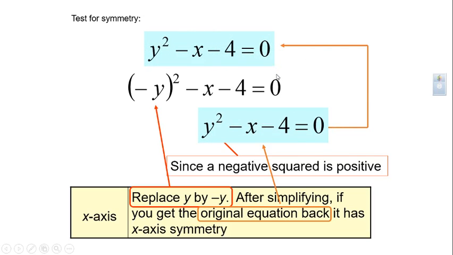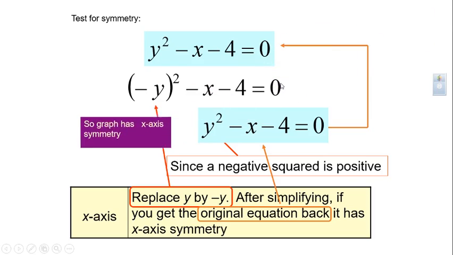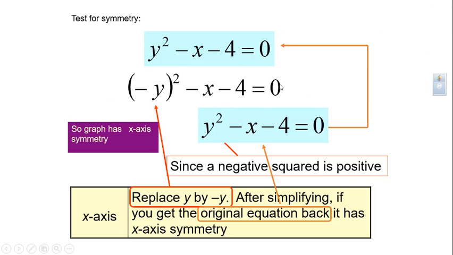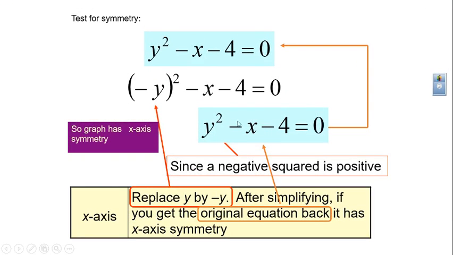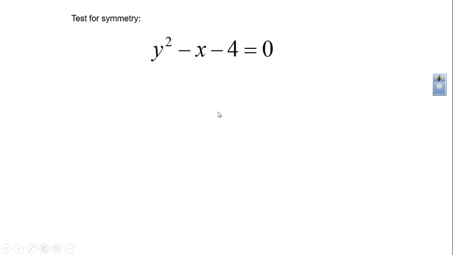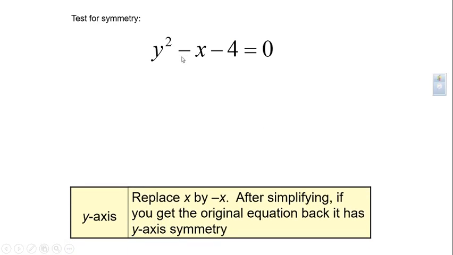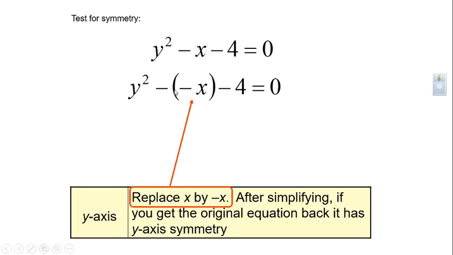Because I ended up with the same equation that I started out with, then we know that this graph has x-axis symmetry. And that is because when I replaced all the y's with -y and simplified it, the original equation is what I get. Now let's test to see if the same equation has y-axis symmetry. Now I will replace all the x's with -x, and then I simplify. Now, because I have minus and negative, that's going to give me plus. So y squared plus x minus 4.